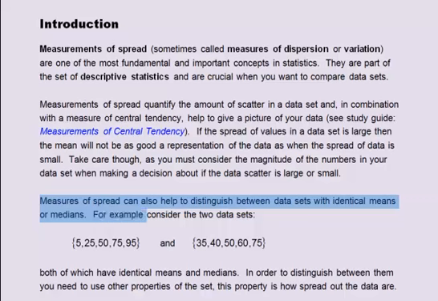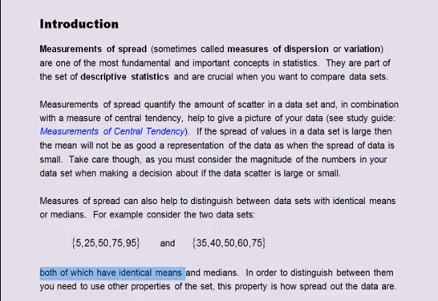For example, consider the two datasets 5, 25, 50, 75, 95 and 35, 40, 50, 60, 75, both of which have identical means and medians. In order to distinguish between them, you need to use other properties of the set. This property is how spread out the data are.